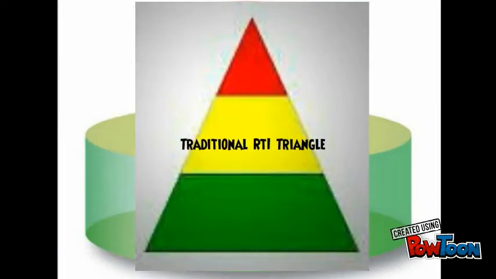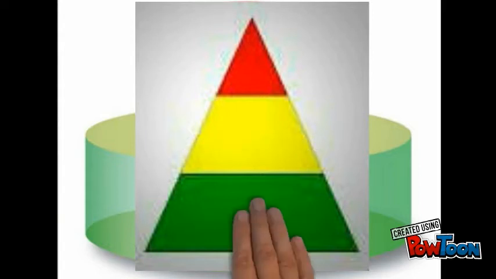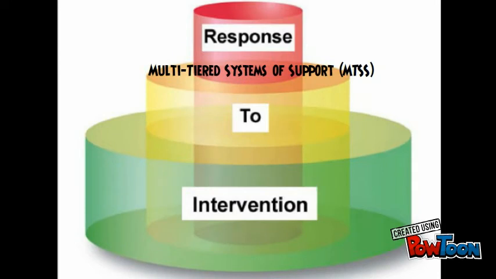RTI is very often represented by this traditional RTI triangle. The idea is very similar with tiers, but I like the other image a little bit better. I feel like it's a better representation of multi-tiered systems of support. You could imagine students standing on each level really getting the support that they need.